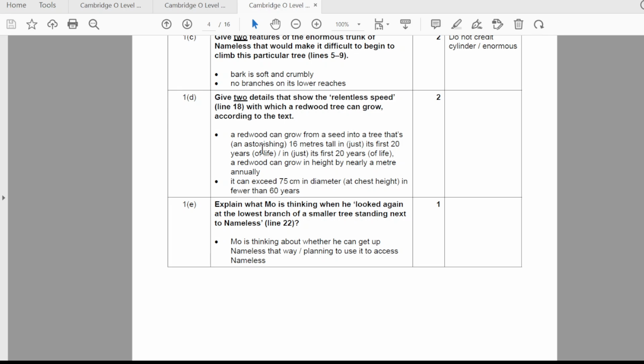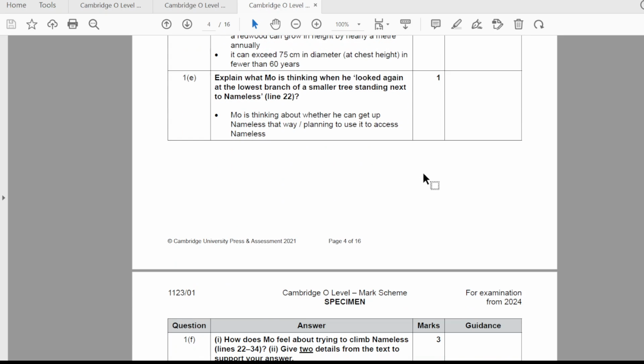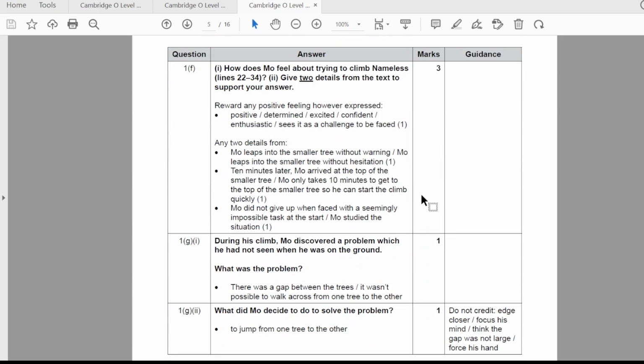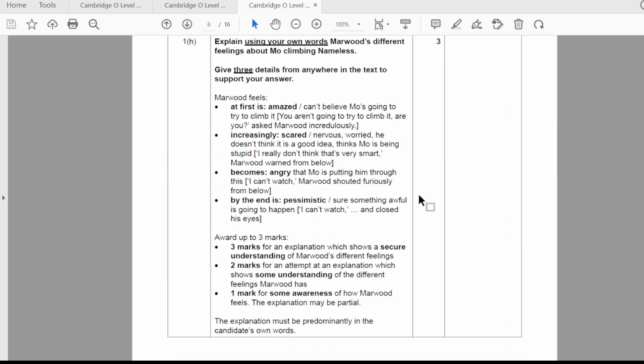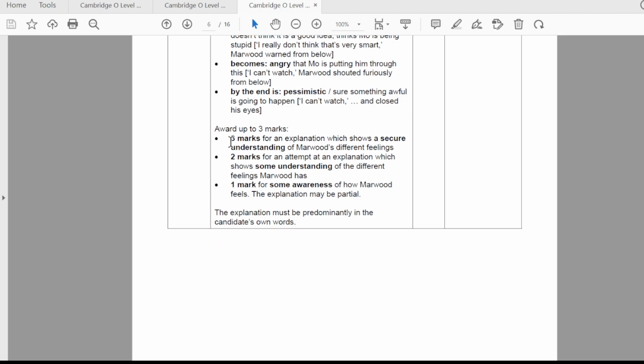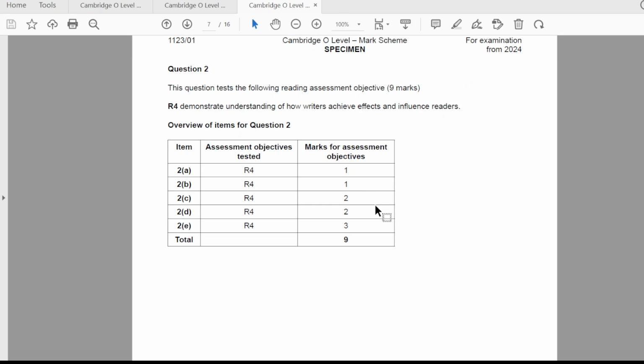So these are the actual answers from the marking scheme that are expected from the candidates, and the marking accordingly. And then over here, award of 3 marks, and they've given you the level criteria: 1 mark for some awareness, 2 marks for attempt to add an explanation and show some understanding, 3 marks for an explanation which shows a secure understanding. So depending on the quality of the answer.